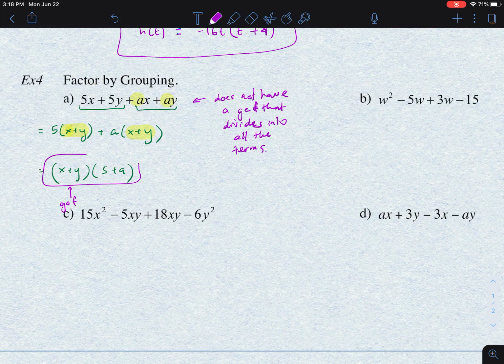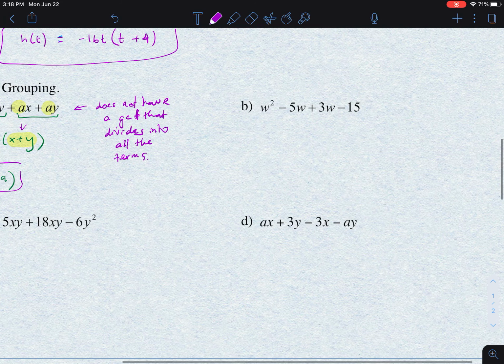So that's the answer. Although some polynomials don't have a single GCF that divides into all the terms, we can manipulate that and still rewrite it in factored form by pairing these terms up, and hopefully it works out. It won't work out if, when we get to this step, these two factors are not the same, and then we have to readjust, reorder, or regroup.